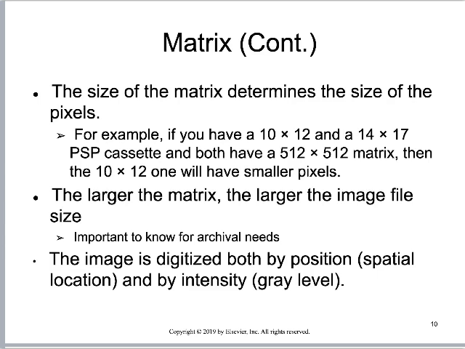Question? Okay, so it says here if you have a 10 by 12 and a 14 by 17, and they both have the same matrix, the 10 by 12 will have the smaller pixels. If you collimate smaller, will the pixels also go smaller? Yes. From what I've read, that is the case: the smaller we collimate, the smaller the field of view, the smaller the pixels are as well. Everything that I've read indicates that. That's definitely true with CT. I definitely know that's true with CT, so I'm going to assume it's also true for X-ray.